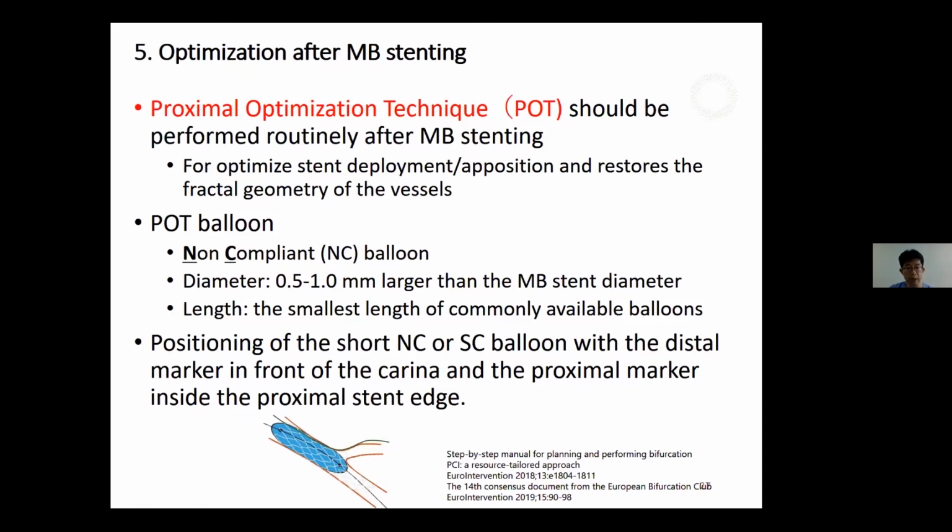The balloon diameter is 0.5 or 1.0 millimeter larger than the main branch stent diameter. Length is very important: the shortest length of a commonly available balloon. It means a 6 millimeter or 8 millimeter length non-compliant balloon is recommended. And a very important thing is positioning of the short non-compliant balloon with the distal marker in front of the carina and the proximal marker inside the proximal stent edge. A very important thing.